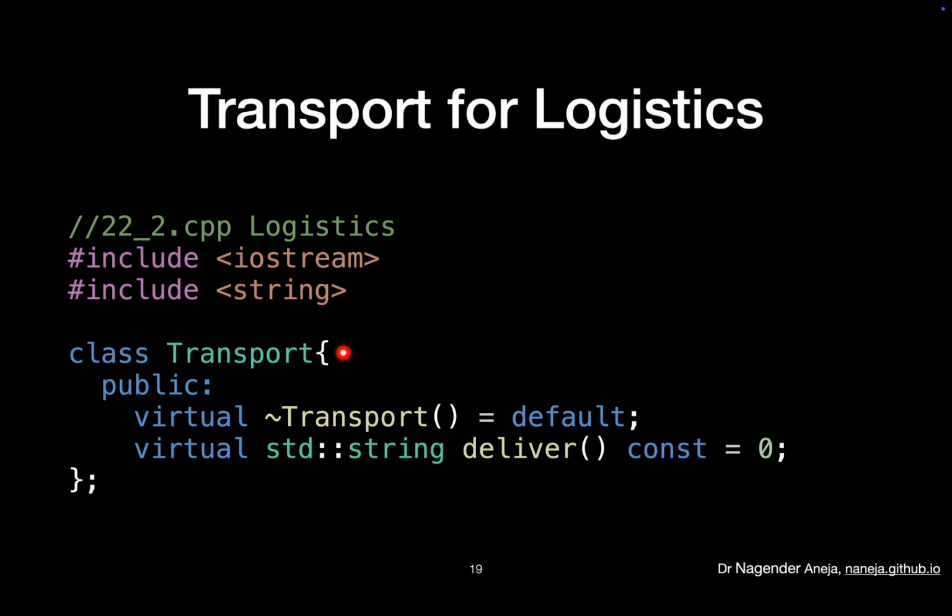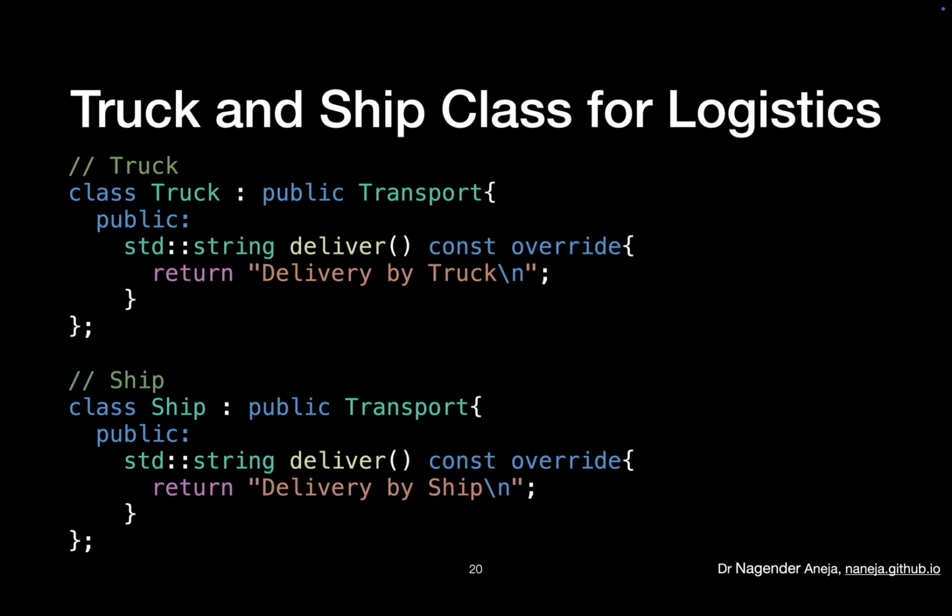Okay, so now let's see the transport. In the transport, we'll have the virtual destructor, that's default, and then let's say we have a function called deliver. This deliver is a virtual function, and it just says the product is delivered using this transport.